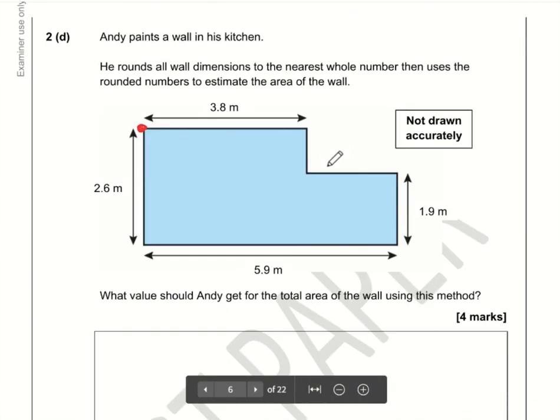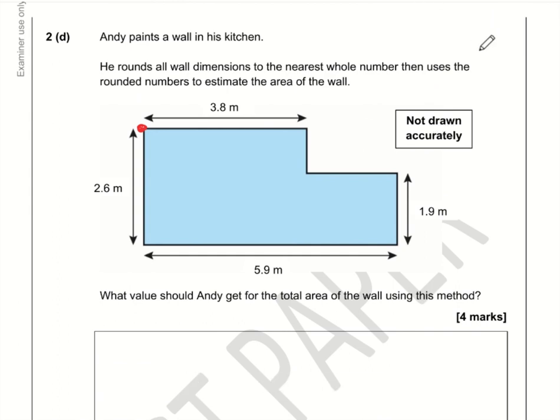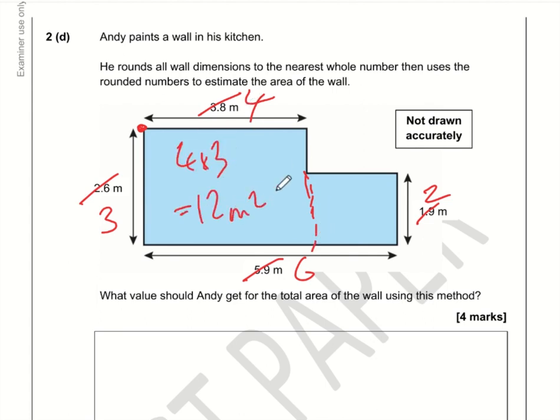Okay, so for this question here, what we need to do is round all of these to the nearest whole number. So 3.8 becomes 4, 2.6 becomes 3, 5.9 becomes 6, and 1.9 becomes 2. I'm going to divide this into two rectangles. So this is a 4 by 3, so 4 times 3, that is 12 square meters.